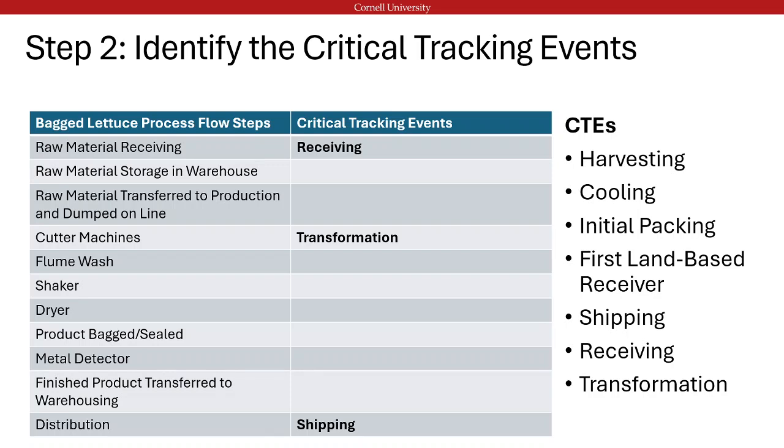Next is transformation. So this would be the cutting machines. All the different raw materials get cut up, and that constitutes a transformation event. We now have a salad mix of a bunch of cut up greens that have been mixed together in one bag. So we'll need to keep key data elements at that point as well. And then finally, shipping. When we distribute this bagged salad product, we will have key data elements at that phase as well.